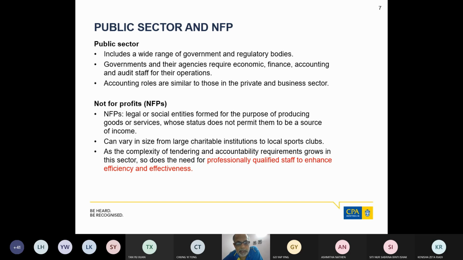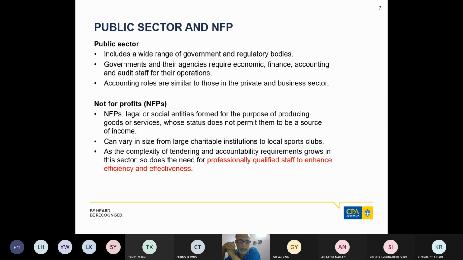This can also vary in size. Some of the charitable foundations are very, very big. They can be large charitable institutions, or they can be a small local sports club. So long as you're collecting funds from your members, sponsorship, subscription, and so on, in Malaysia, under the law, you need to register with the Registrar of Societies. As the complexity and accountability requirements grow in this sector, like I said just now, they are getting bigger and bigger.